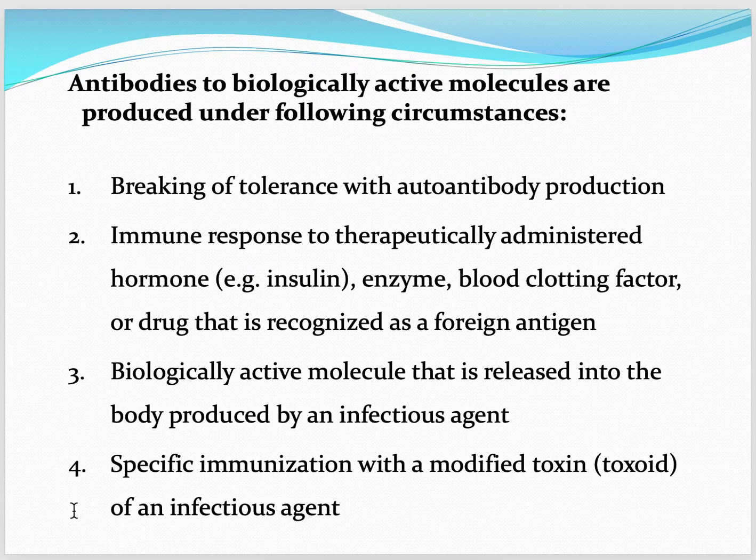Another circumstance is specific immunization with a modified toxin of an infectious agent. Antibody can be induced against the toxoid. We know what toxoid is, right? Toxoid is that version of the toxin which cannot cause toxicity but retains the immunogenicity. It cannot cause the disease, yet it induces the immune system.